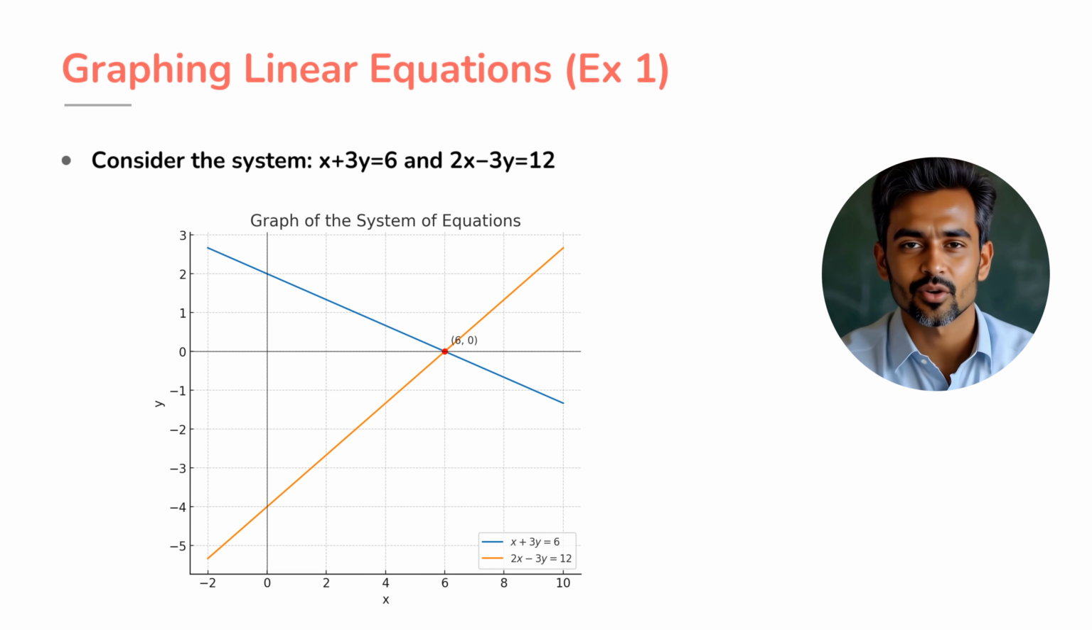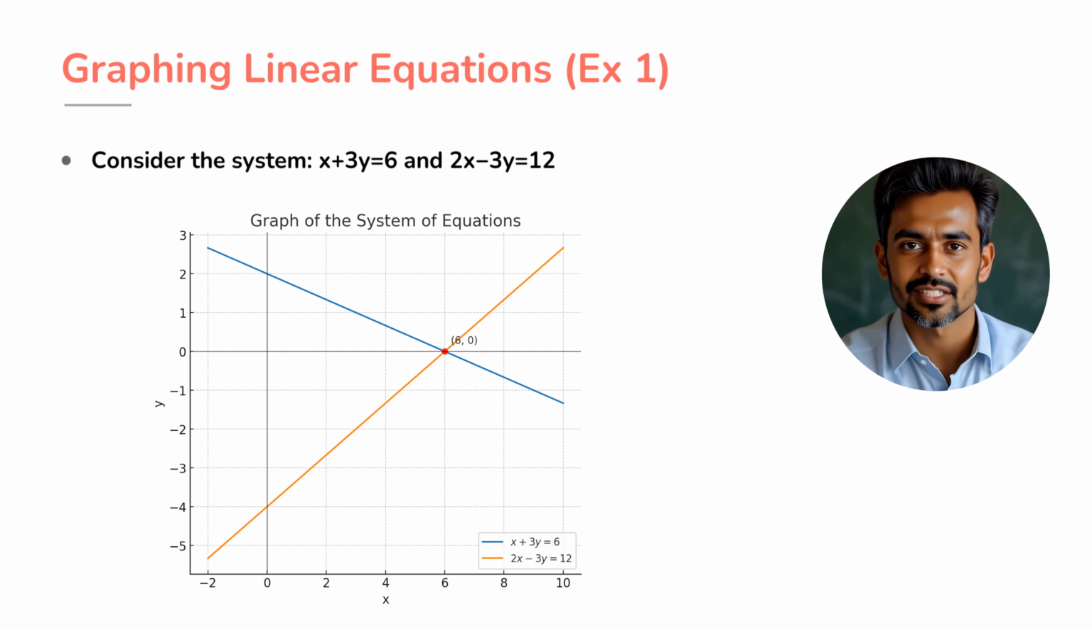Let's try solving a pair of equations graphically. Consider the system 1, x plus 3y equals 6. 2, 2x minus 3y equals 12. To solve this graphically, we find a couple of solutions for each equation and plot them on a graph. For the first equation, when x equals 0, y equals 2, and when x equals 6, y equals 0. For the second equation, when x equals 0, y equals negative 4, and when x equals 3, y equals negative 2. Plot these points on the graph and draw the lines.